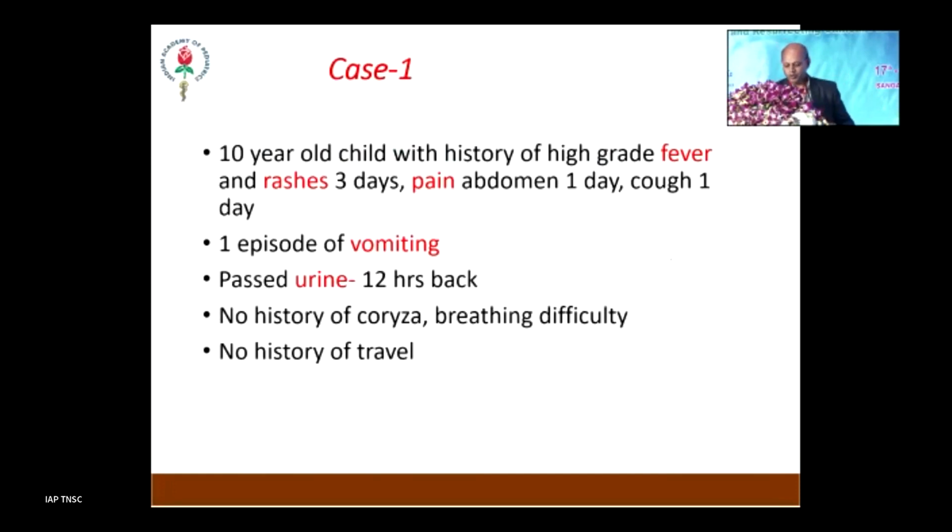This is a 10-year-old child. Straight away we'll go to the case. A 10-year-old child came with a history of high-grade fever associated with a rash and pain abdomen for 1 day, and cough for 1 day, 1 episode of vomiting, and for the last 12 hours the baby has not passed urine. No history of any chorea or breathing difficulty, no history of any travel.